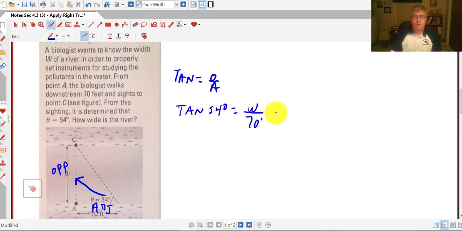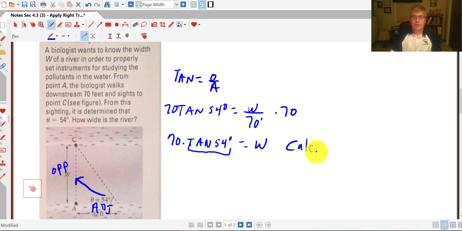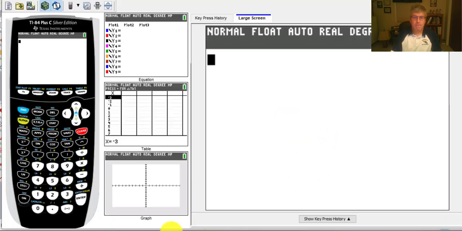We want to solve for W, so we multiply both sides by 70. We get 70 times the tangent of 54. And the tangent of 54 is some value that's in our calculator, it's stored away, equals W. So this, I would say, is calculator ready form. We're ready to put that in our calculator.